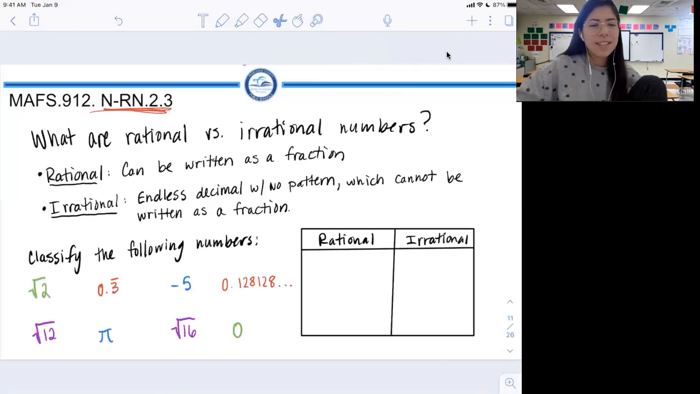All right, so guys, this is easy. Rational numbers can be written as a fraction. Irrational numbers are endless decimals with no pattern. So tell me, which of these numbers is rational? Give me one.